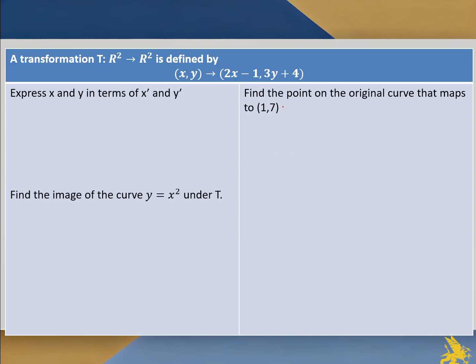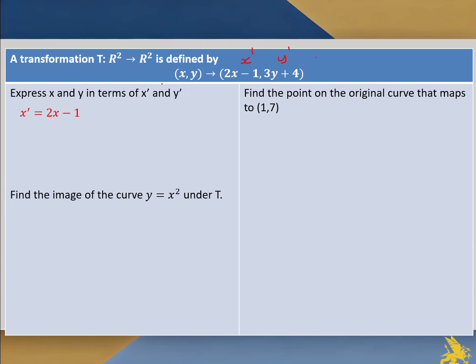The last part we are going to go through is understanding a bit more about transformations. So we've got xy is going to be shifted to the image of 2x minus 1, 3y plus 4. So we are going to first express x and y in terms of the image of x and the image of y. So I'm just going to turn them into 2 equations.